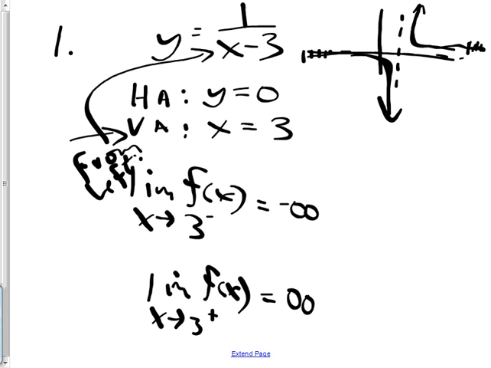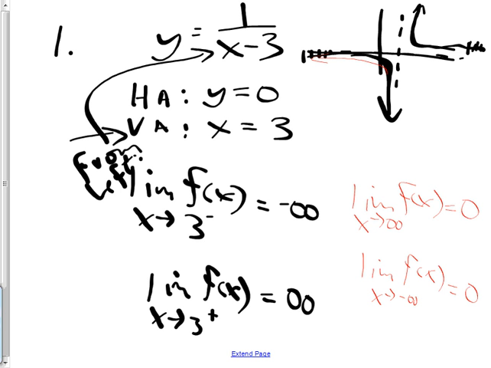Any other things they want me to do? Yeah, use limits to describe the end behavior. So I have to write two more limits now. The limit of the function as x approaches infinity, that's way right. If I go way right, this thing gets closer and closer to 0. The limit of the function as x approaches negative infinity, that's way left. If I go way left, the height is going to be 0. That's all the stuff you have to do for problem 1.